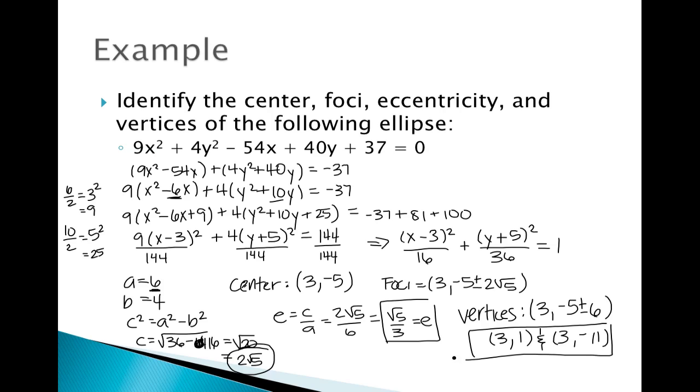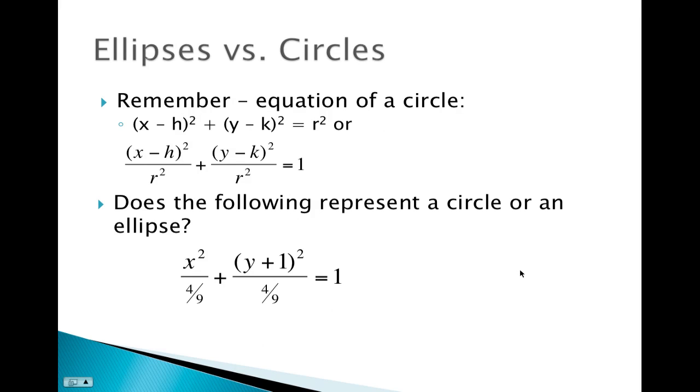Now, one thing I want to note, and we're going to actually go into this on the next slide as well, this is an ellipse because our a squared, which is 36, and our b squared, which is 16, are different numbers. Had these been the same numbers, so for example, if this was a 36 over here, we would have had a circle. Circles and ellipses are very similar in their equations. The only difference is that an ellipse is going to have different numbers for your denominators, whereas a circle is going to have the same number if you were to set it up in this equation. Okay, so let's move on to the next problem or example.